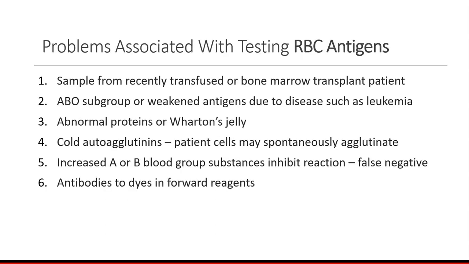Now we're going to talk about problems with red cell antigens, and specifically we're talking about the forward type. If the sample was collected from a recently transfused or bone marrow transplant patient, and for recently transfused, let's say in an emergency, you give group O cells to this person, who then turns out to be a group A. So when you type them, you add that drop of anti-A and you spin it down, you're going to get free cells being released, which are those group O cells, and then a button of A cells that are present.